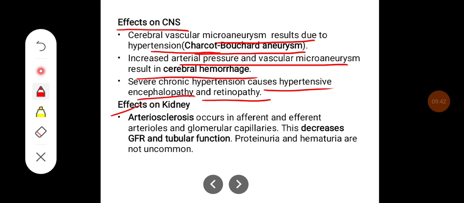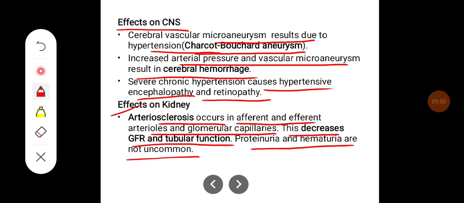On the kidney, arteriosclerosis of the renal vessels and afferent and efferent arterioles of the glomerular capillaries can occur, and this decreases the GFR and glomerular or tubular function. Proteinuria and hematuria are not uncommon.